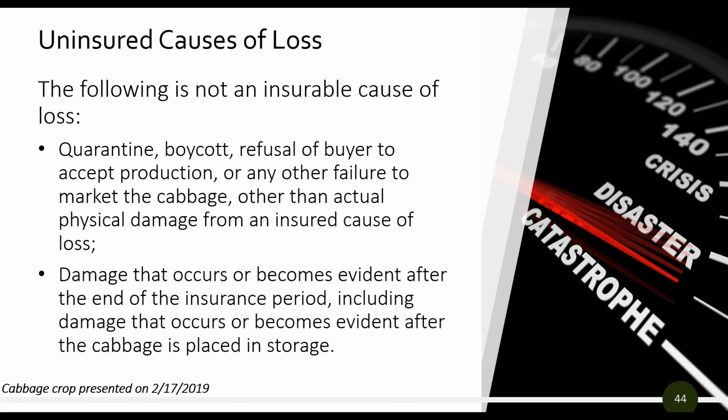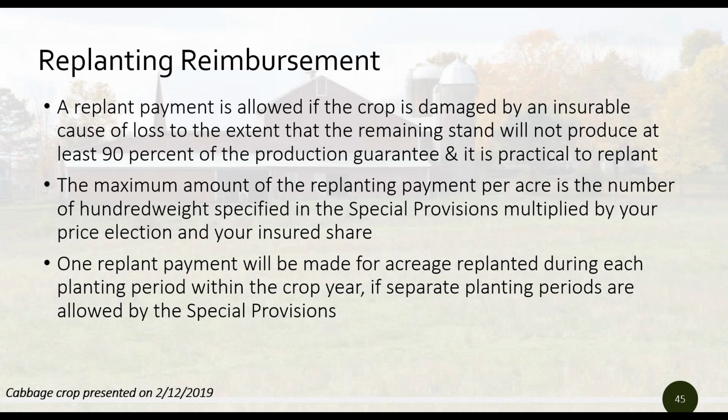With the cabbage crop provisions, there is a replanting reimbursement. So let's talk about what that actually means. A replant payment is allowed if the crop is damaged by an insurable cause of loss to the extent that the remaining stand will not produce at least 90% of the production guarantee, and it is practical to replant. The maximum amount of the replanting payment per acre is the number of hundredweight specified in the special provisions, multiplied by your price selection and your insured share.